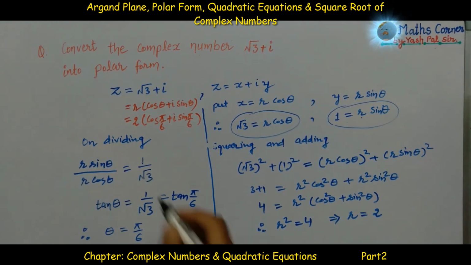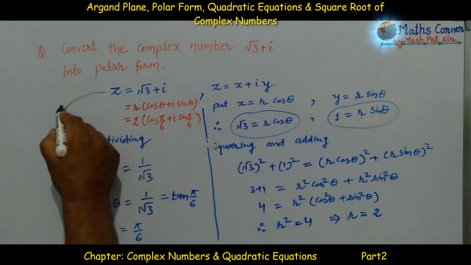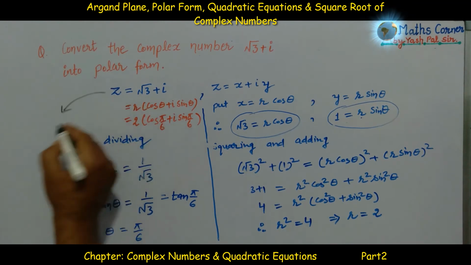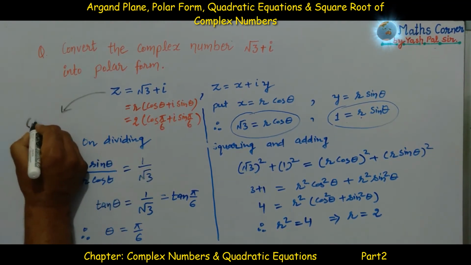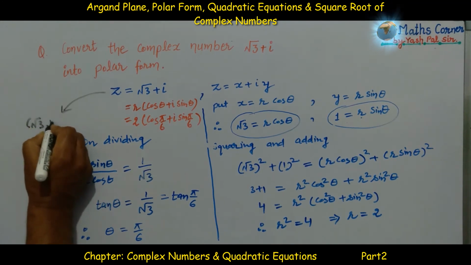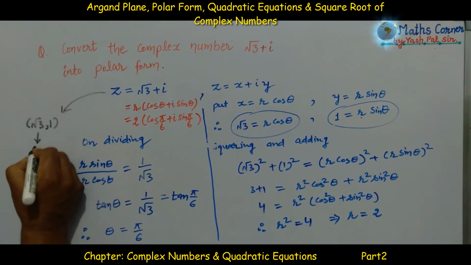One very interesting thing is here. We see that in Argand plane, the coordinates of the point will be square root of 3 comma 1. It means this is in the first quadrant.